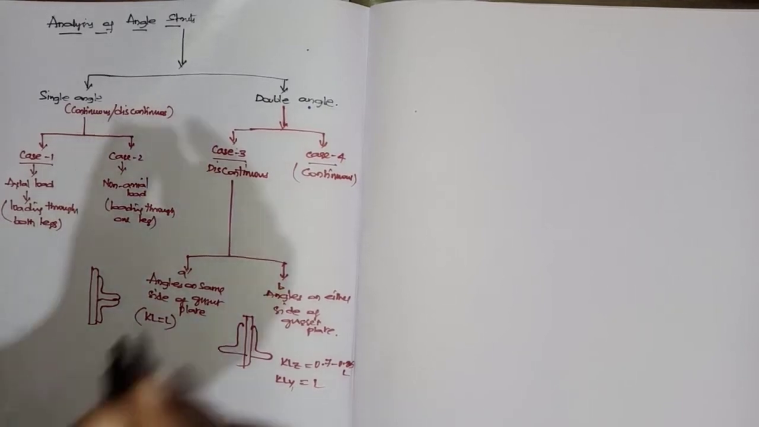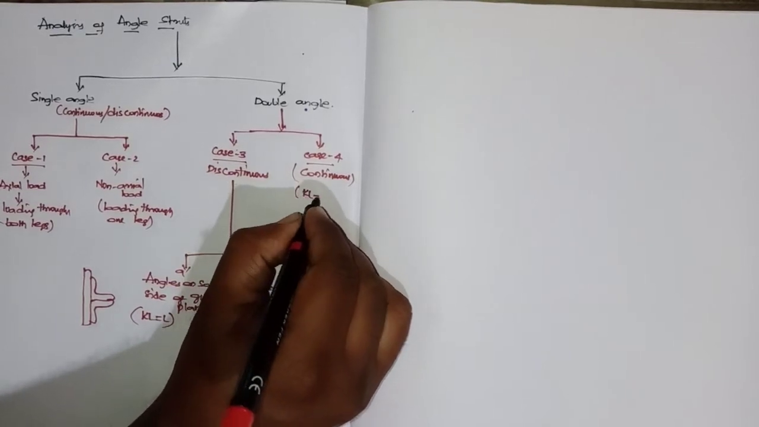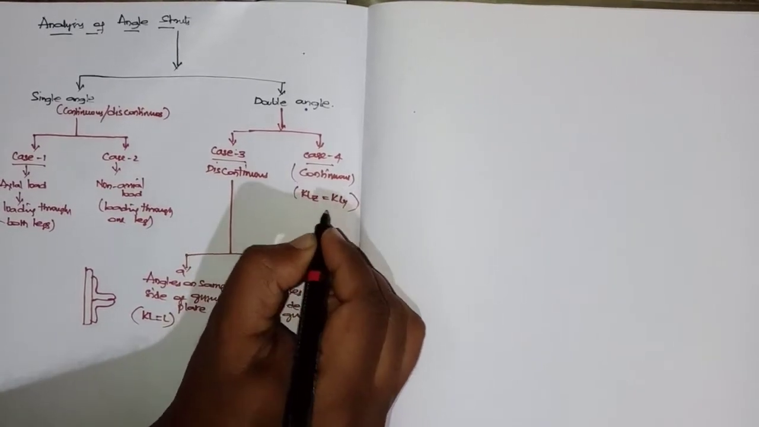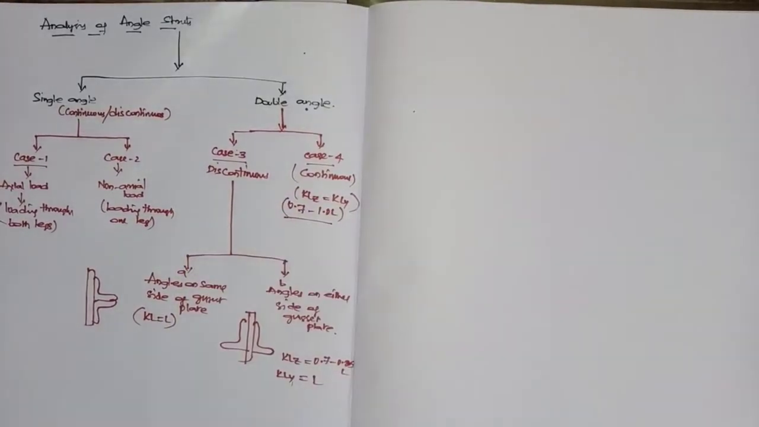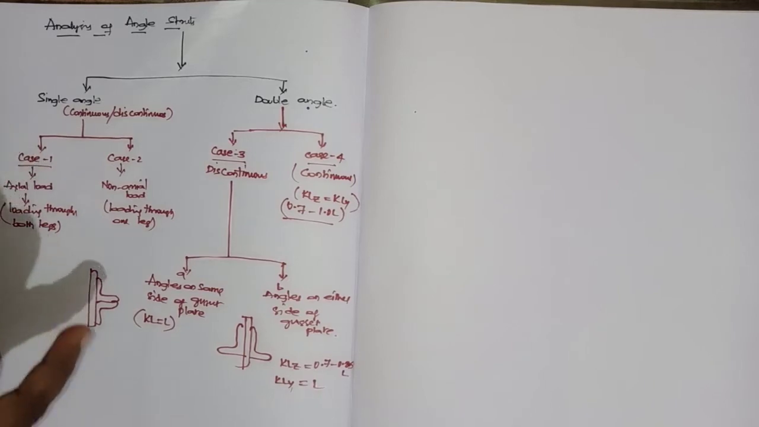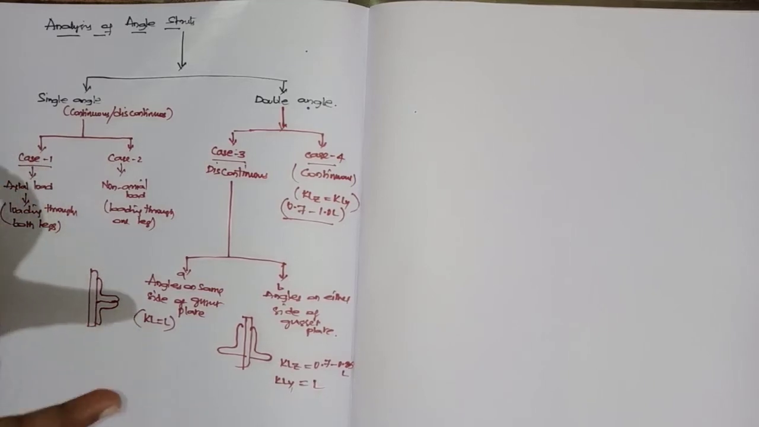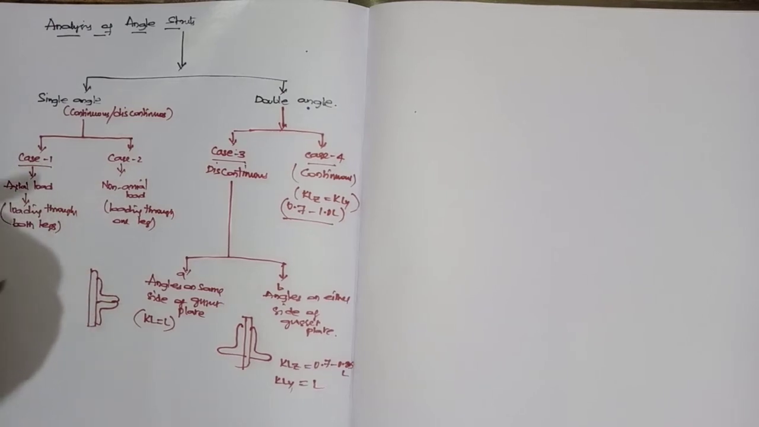And in the case of a double angle continuous section, KLZ will be equal to KLY, that is, you can take 0.7 to 1 times L. Very easy problems. The conditions are only a few in number, but 3 types of problems will arise here. Now see here, I will explain clearly. For this case 1, single angle axial load means loading through both legs.